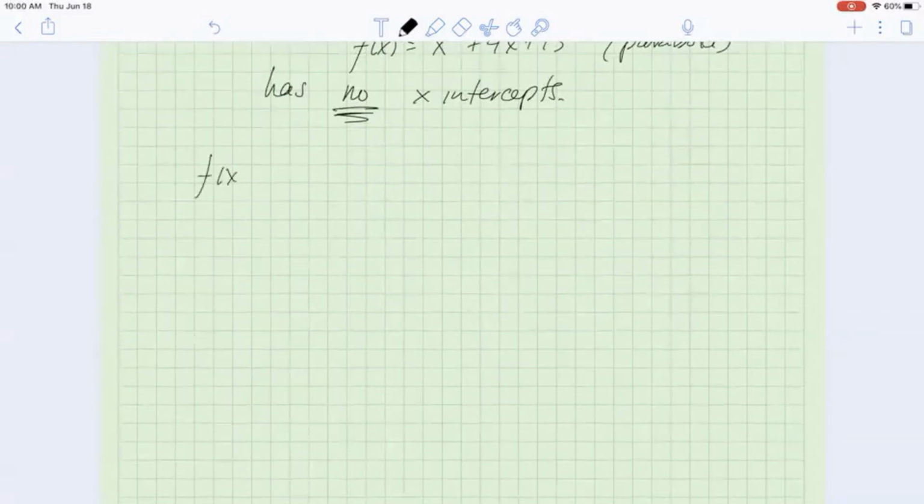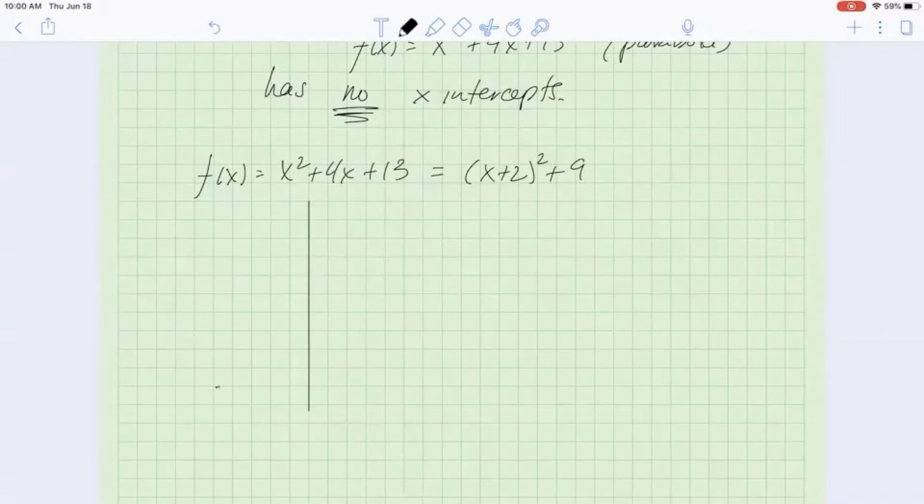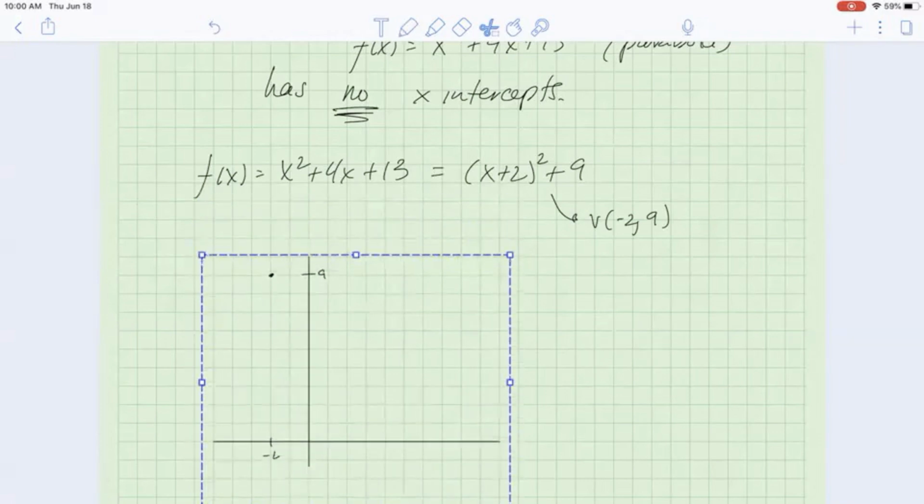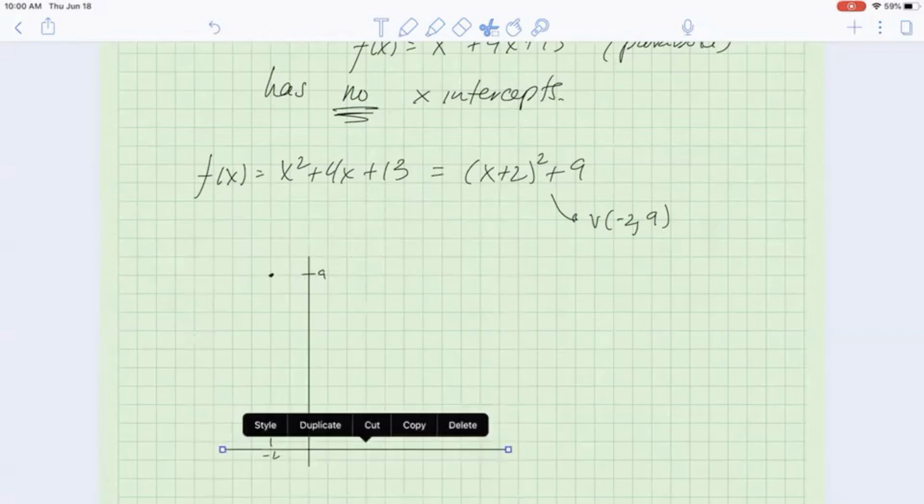Well, if we look at f of x equal to x squared plus 4x plus 13, and we had completed the square on that earlier, that's x plus 2 squared plus 9, and we graph that, the vertex is -2, 9. 2, 3, 4, 5, 6, 7, 8, 9, which is right here. And I'm going to have to actually move this down some. Oops, undo that move.